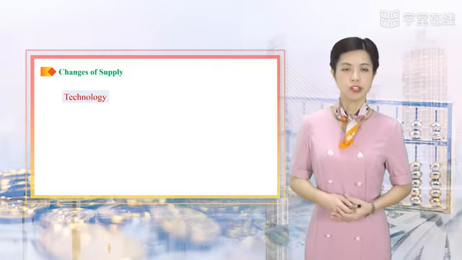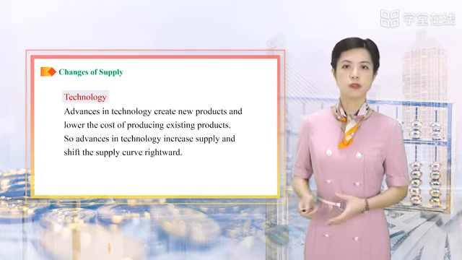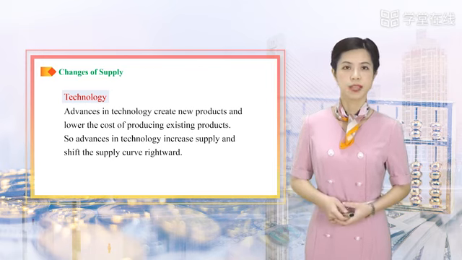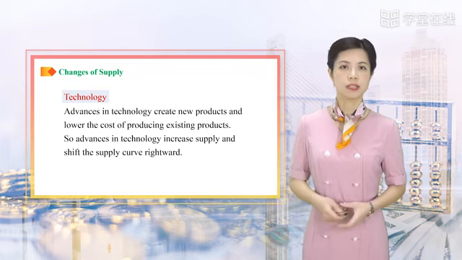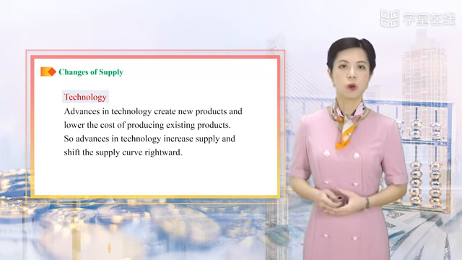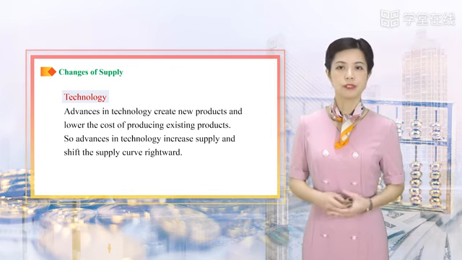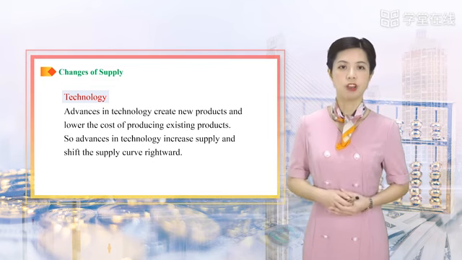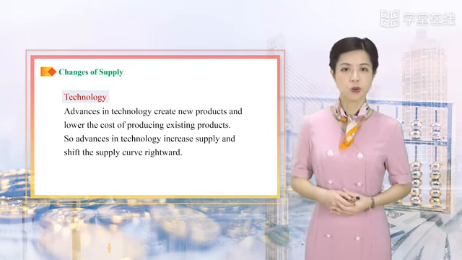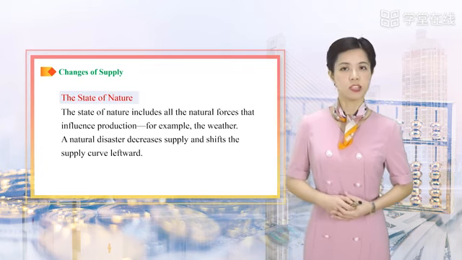The term technology is used broadly to mean the way that factors of production are used to produce a good. A technology change occurs when a new method is discovered that lowers the cost of producing a good. For example, new methods used in the factories that produce computer chips have lowered the cost and increased the supply of chips. The last one is the state of nature.